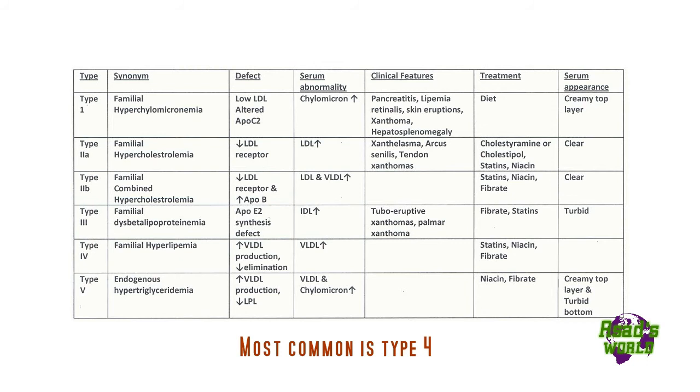And now type 5, endogenous hypertriglyceridemia. There is increased VLDL production and decreased lipoprotein lipase production. Now the VLDL and chylomicron will be increased, and the chylomicron will show a creamy top layer in the serum and a turbid bottom as well. Now the treatment is by niacin and fibrates. Of all these types, the most common is your type 4, that is familial hypertriglyceridemia.